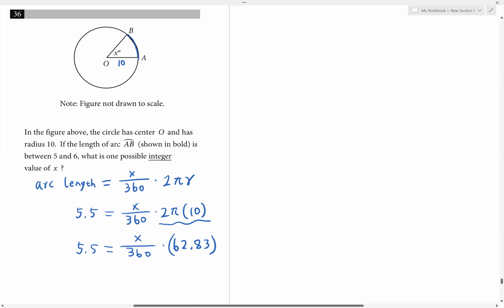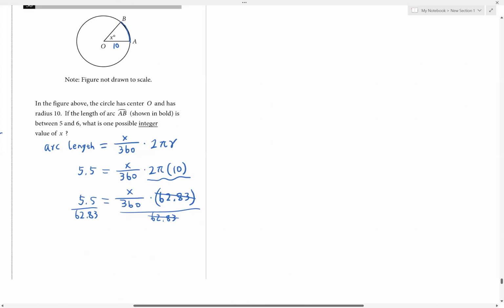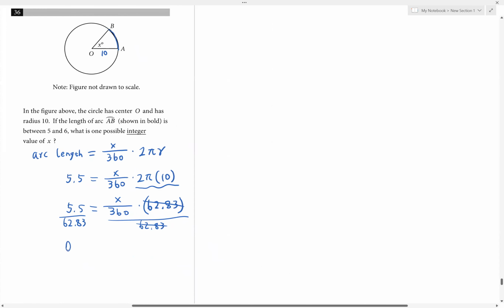To solve from here, we divide by 62.83 on both sides to cancel this out. We get 5.5 divided by 62.83, which is 0.0875, equal to x over 360. To solve for x, we need to cancel out the denominator. Right now it's divided by 360, so to cancel it out, we multiply by 360 on both sides.